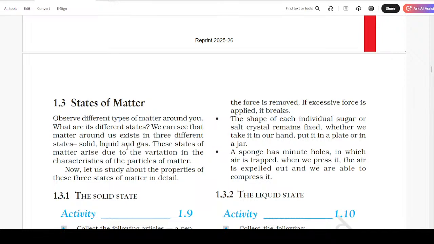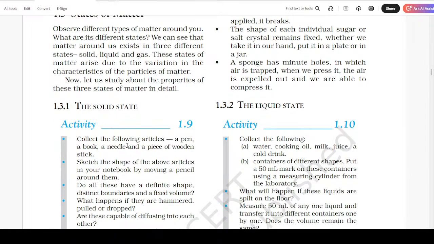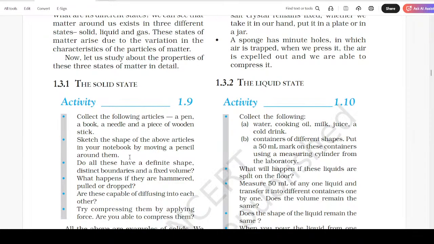Now let us study the properties of these three states of matter in detail. The solid state. Collect the following articles: a pen, a book, a needle, and a piece of wooden stick. Sketch the shape of the above articles in your notebook by moving a pencil around them.